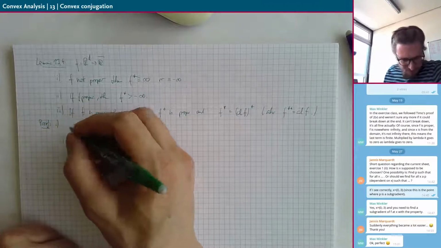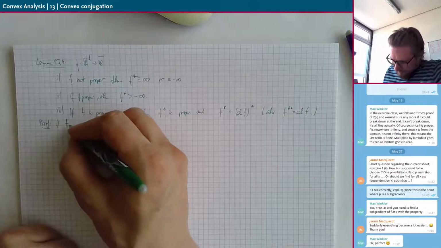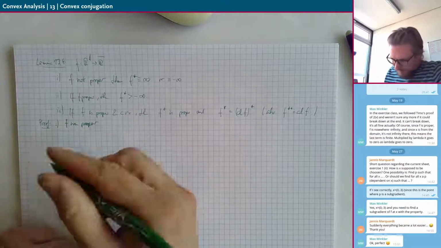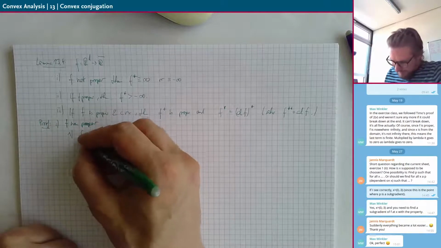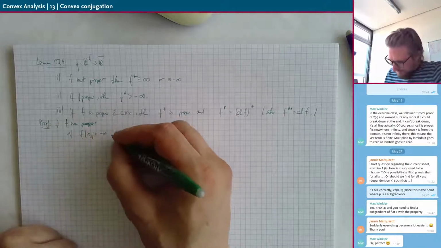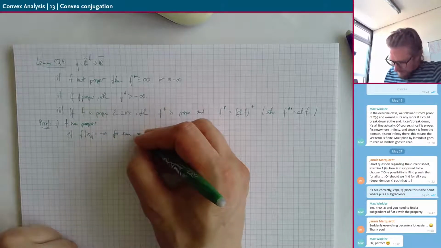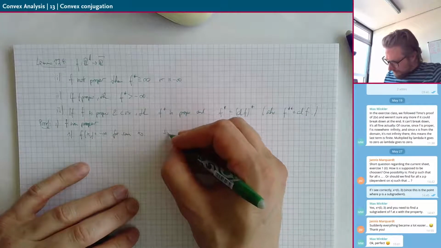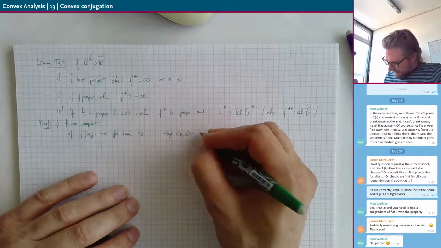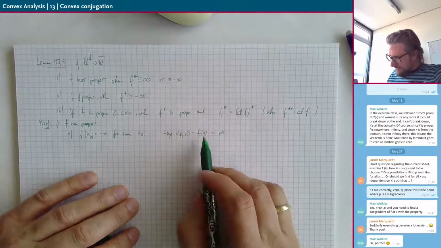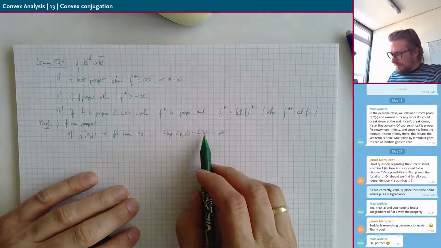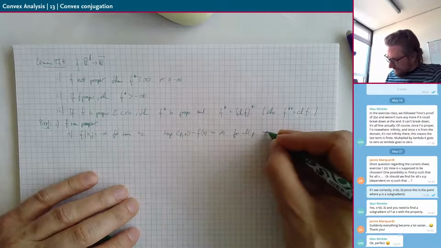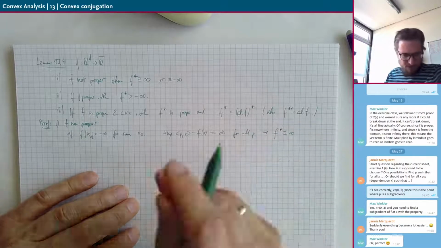So first case. Let f be non-proper, and then we have two possibilities. The first case is f of x0 equals negative infinity for some x0. But then the supremum of px minus f of x is always plus infinity, because we can always take x equals x0, then we add plus infinity, and that's it. This is for all p, and this gives you that f conjugate is constant plus infinity.